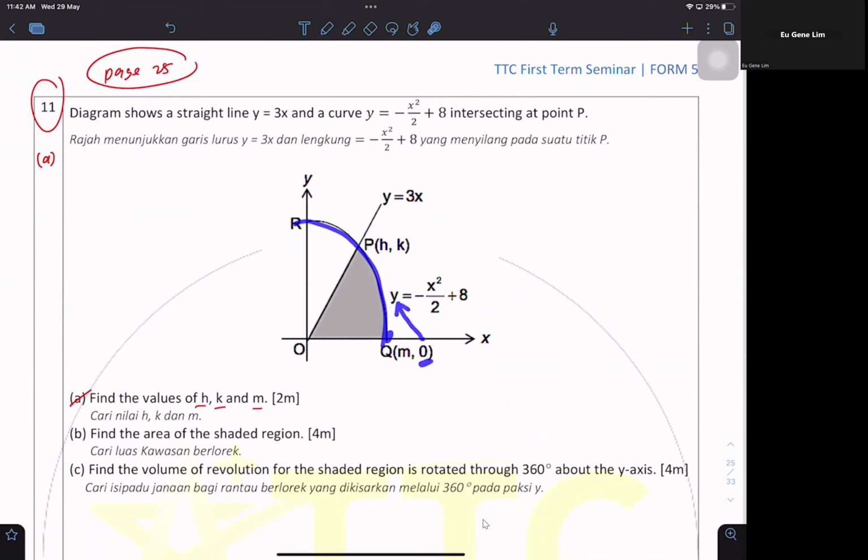So you sub y equals 0 into the curve. Understand? Then you will get the m. So 0 equals negative x squared over 8, over 2 plus 8. From here, you can find the x, which is the m, right? Oh, yeah, why not you sub the m as well? Good. Like this: this is x, this is y, right? Sub the x, sub the y.